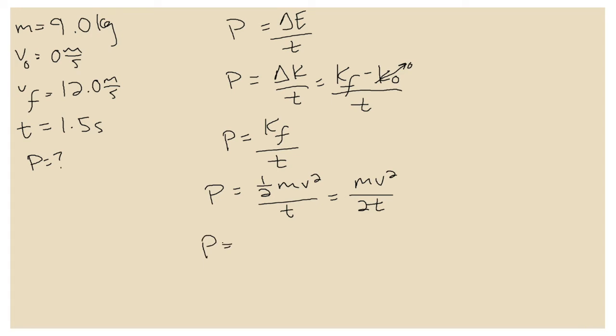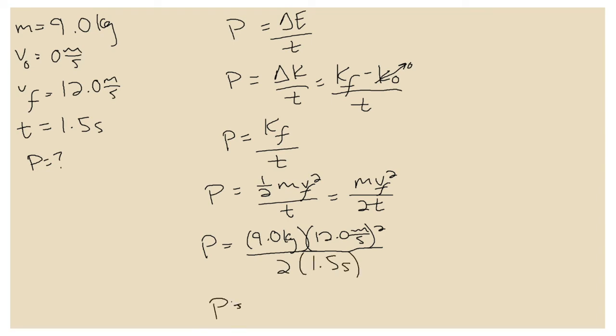And so to solve this for the power here, we just have to plug in. We have the mass of the shot put, 9 kilograms. We have the final speed, and we'll go ahead and write that as final speed just to make it consistent with the list of knowns. The final speed here is 12.0 meters per second, and we've got to square that. And then we're going to divide that by 2 times the time, which is 1.5 seconds. And when you plug in those numbers and do that math, you end up with 432 watts, which we can round here to 2 significant digits, 430 watts. And that's the answer to number 2.